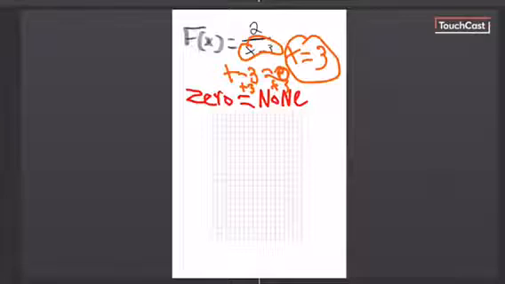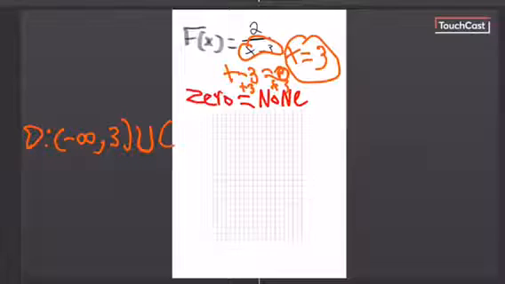So I'll show you how to write that. Alright, so this is how you're going to write the domain. So you're going to do d equals, in parentheses, negative infinity to the number, which in this case will be 3. And then you're going to put the union symbol. Then you're going to draw another set of parentheses. And now it's going to be 3 on the first side, and then on the second side it's going to be infinity. So that's how you write the domain.